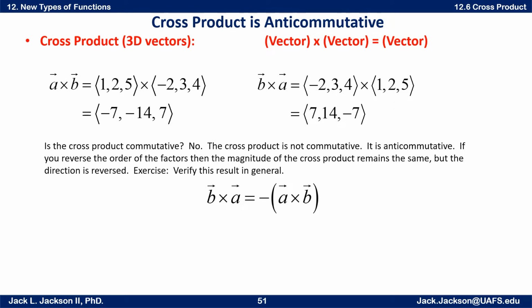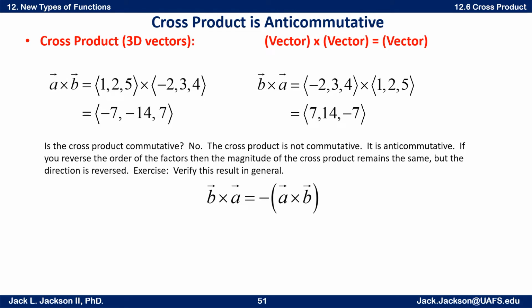If you reverse the order of the factors, then the magnitude of the cross product remains the same, but the direction is reversed. In other words, with these two cross products in the two different orders, once you get one, just multiply all the components by -1 and you'll get the other one. So vector B cross vector A is the opposite of vector A cross vector B. And I did it for this example.